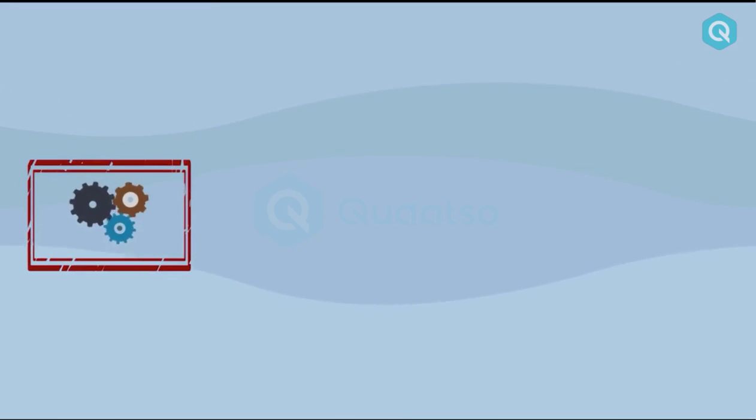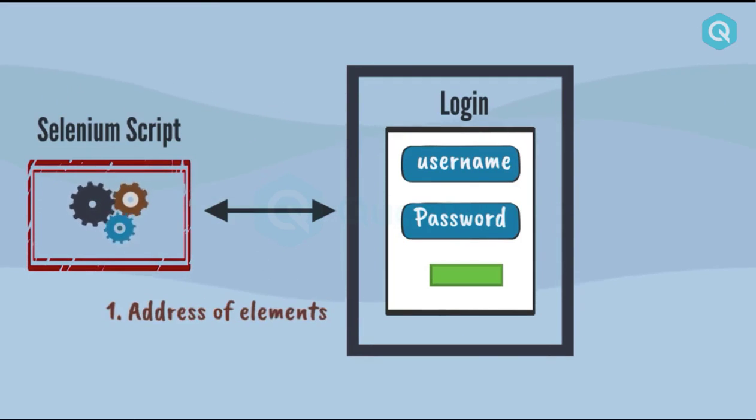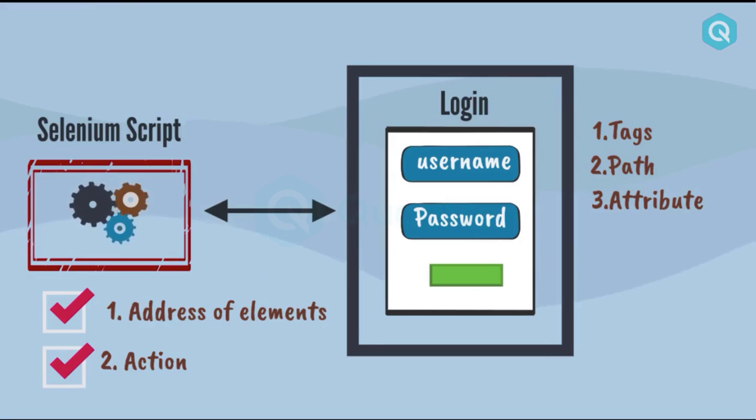Our motive is to write a script which can interact with different HTML elements. These elements are inside the web page. So to interact, first we need to provide the address of these elements in our script and then take necessary action on them. Here the address of an element is nothing but the combination of their tags, paths, and attributes. It means we need to find the element first and then take any action we want to do on them.